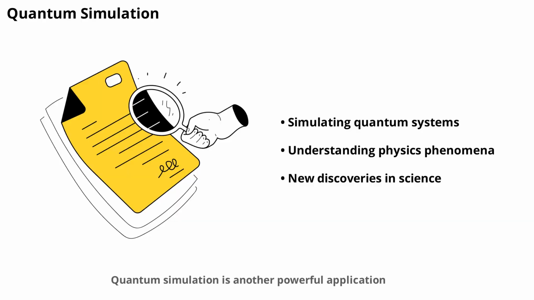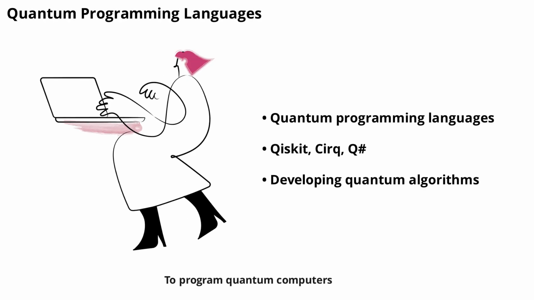Quantum simulation is another powerful application. By simulating quantum systems directly, quantum computers can help us understand phenomena like superconductivity, magnetism, and even the behavior of black holes. This could unlock new discoveries in physics and materials science. To program quantum computers, new languages and tools have been developed.